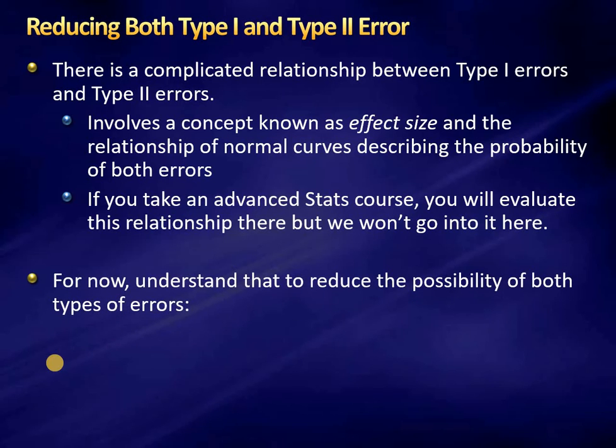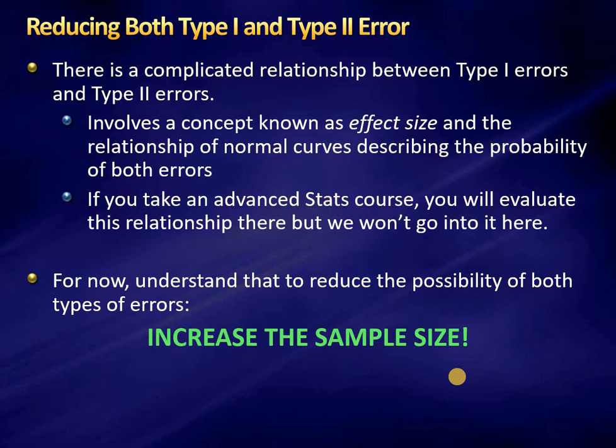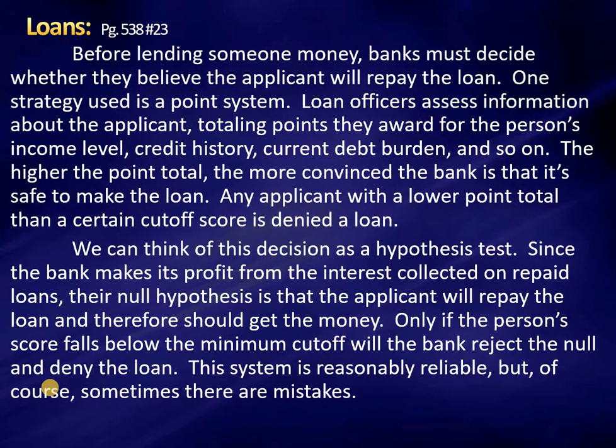For now, there's only one way that you can reduce both types of errors at the exact same time, and that is to increase your sample size. The only way you can cut back on both a type 1 and a type 2 is to increase your sample size. Otherwise, decreasing type 1 increases type 2. It's a trade-off. And by the way, increasing the sample size is also going to increase your power.